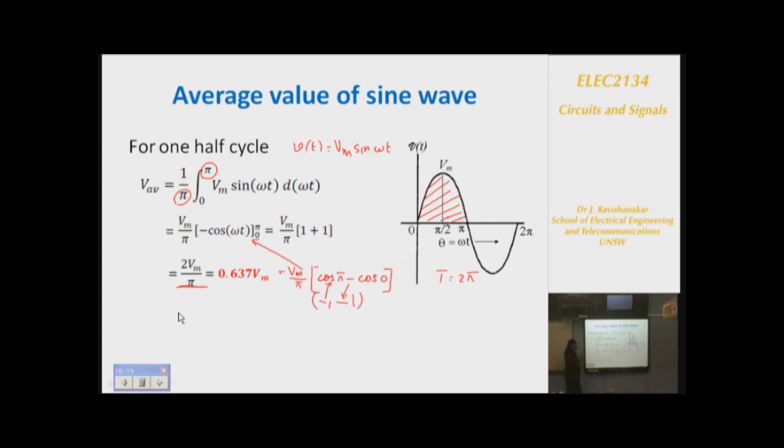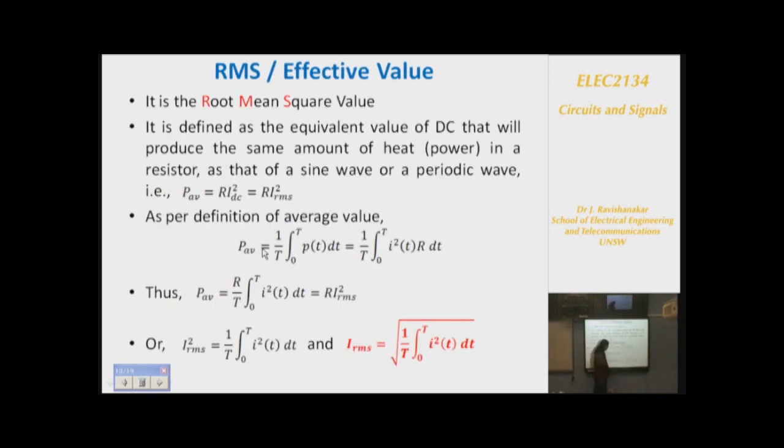So the first value we measured was the peak value. For a sine wave, the peak value is Dm. When you take the average value for a sine wave, the average value is only 63.7% of the peak value. Next is the RMS value, which is also called the effective value.